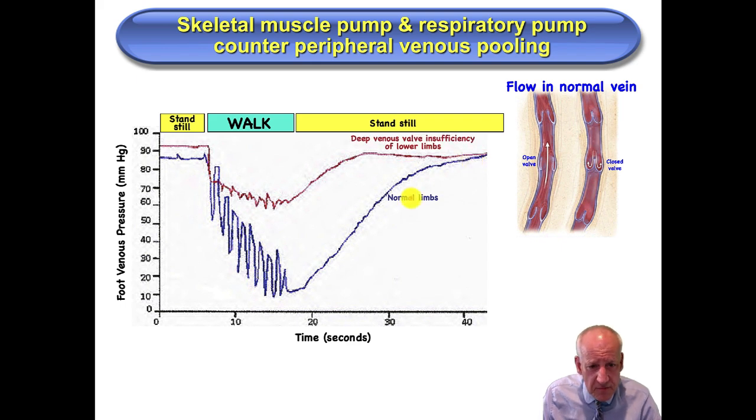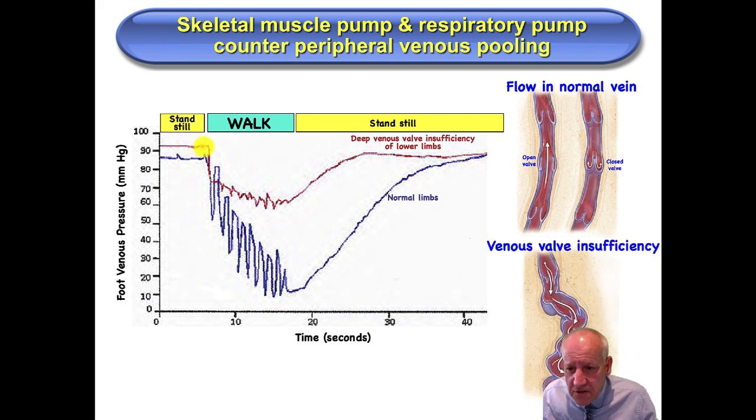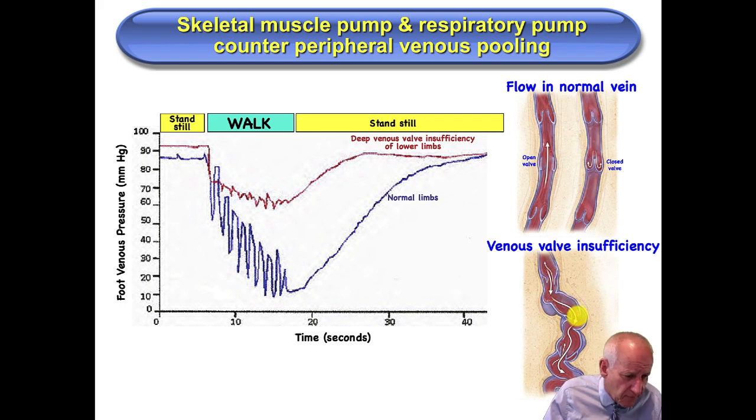Now let's repeat this experiment in a patient that has leaky venous valves, deep venous valve insufficiency in his lower limbs. When we ask our patient, shown in red, to begin walking, we see a much weaker drop in foot venous pressure, and the oscillations aren't nearly as large. And this is because his leaky venous valves fail as one-way check valves. That is, they allow retrograde flow, and even though the skeletal muscles are intermittently compressing these veins, the blood can leak back under the influence of gravity.